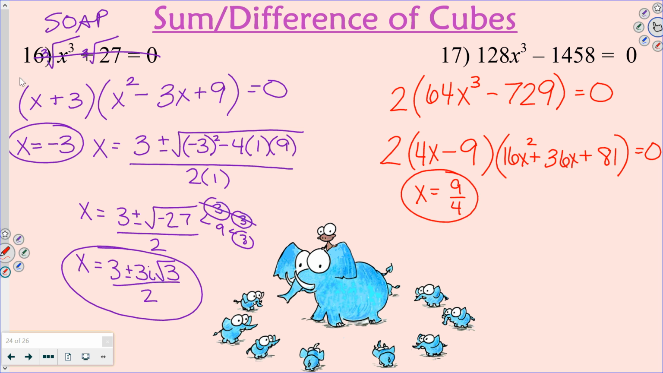Should I factor that? You can try. It won't work, I promise. I have to use the quadratic formula. So negative b is negative 36 plus or minus the square root of b squared, because you should know how to do this. 4 times 16 times 81, oh my, all over 2 times 16.